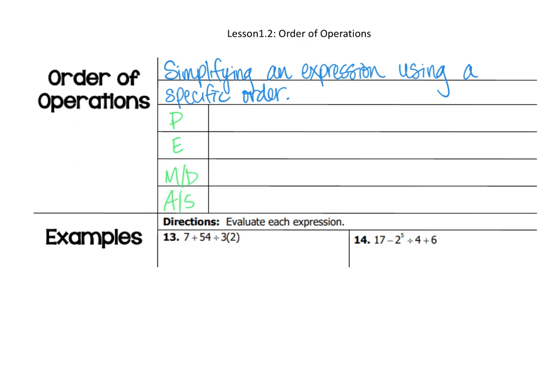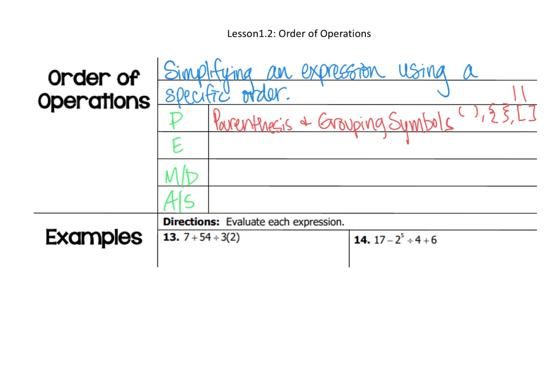Now, PEMDAS, okay, again, represents an order in which we're supposed to simplify an expression to solve it down to an answer, where P stands for parentheses and grouping symbols. Parentheses are straightforward. Those are the curved ones. But what other grouping symbols do we have? We have brackets, we have braces, and we have absolute value. So we have parentheses, braces, brackets, and then it could even be absolute value.